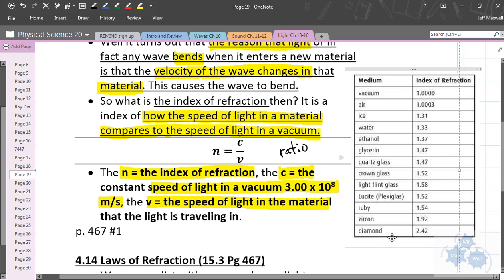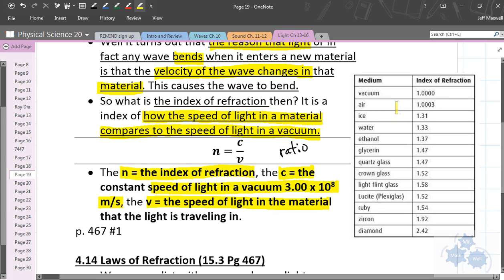It might not be exact, but let's take a look at this chart up here, and let me show you what this means. So in a vacuum, the index of refraction is 1. Why is that? Because the value for C and the value for the velocity of light in that medium would be the same. And so 3 times 10 to the 8 divided by 3 times 10 to the 8 is exactly 1. Right? Now air is the next on the list there, and its index of refraction is 1.0003. So that's pretty much the same, isn't it?